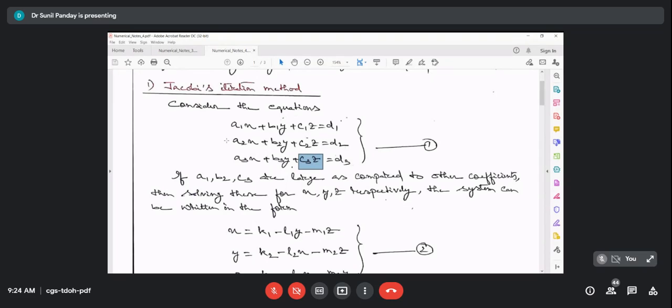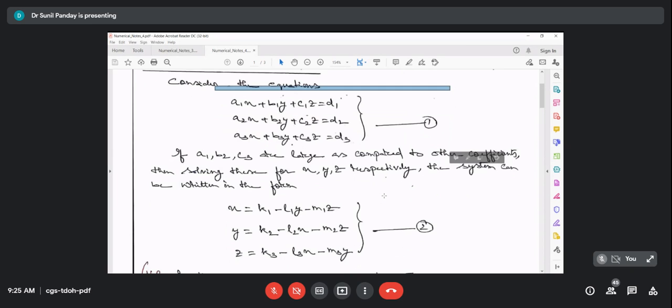So what we mean by diagonally dominant is, absolute value of a1 is greater than absolute value of b1 plus absolute value of c1. Absolute value of b2 is greater than absolute value of a2 plus absolute value of c2. Similarly, absolute value of c3 is greater than absolute value of a3 plus absolute value of b3. Then we say that this system is diagonally dominant.